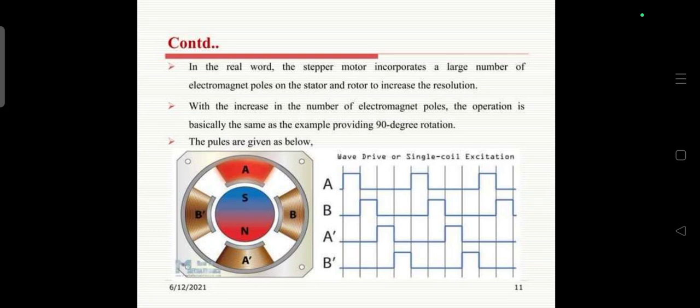In the real world, the stepper motor incorporates a large number of electromagnetic poles on the stator and rotor to increase the resolution. With the increase in the number of electromagnetic poles, the operation is basically the same as the example providing 90 degree rotation. The pulses are given below. It shows A, B, A dash, then B dash.